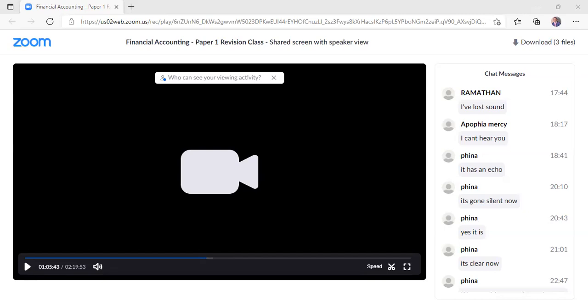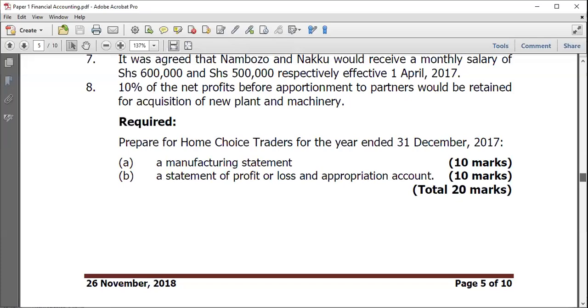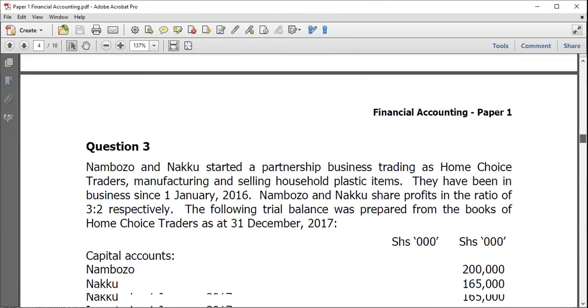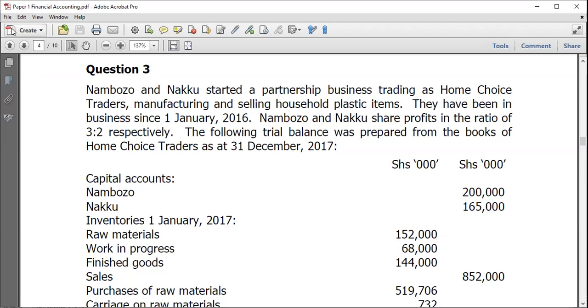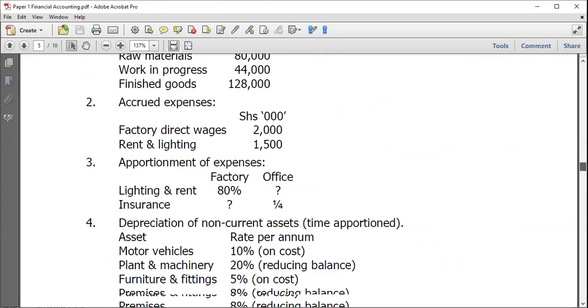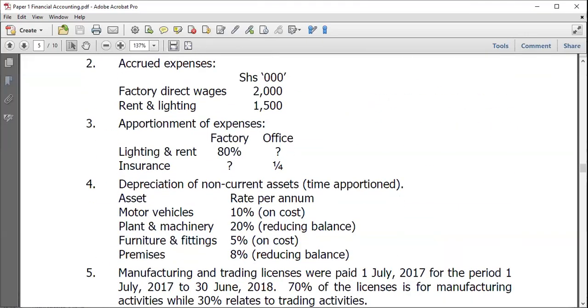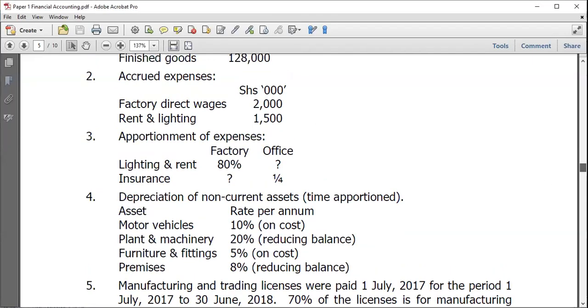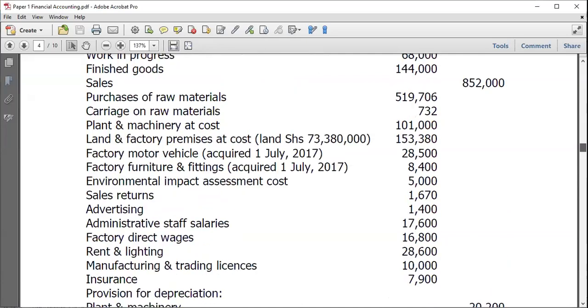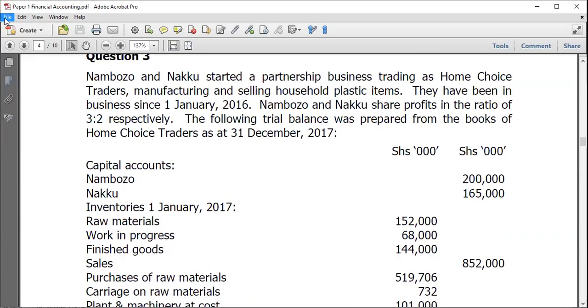Okay, let's do this. There's this question. It's November 2018. It even has partnerships in it. It's for Namboze. I'm very sure we have not done this one. It can help us a great deal. So let me just save it so we can start.